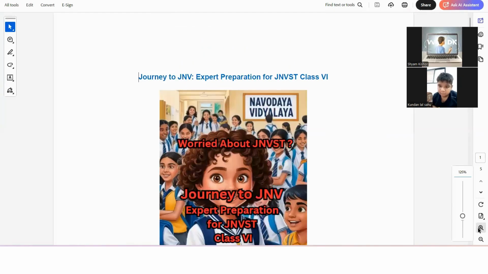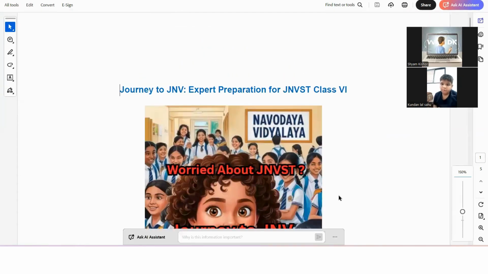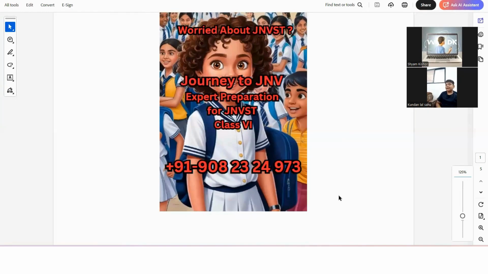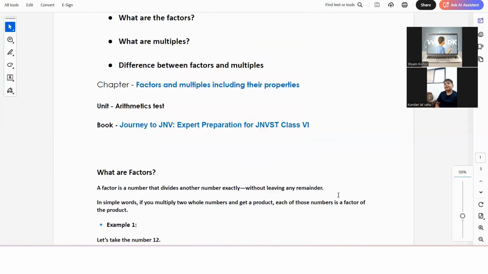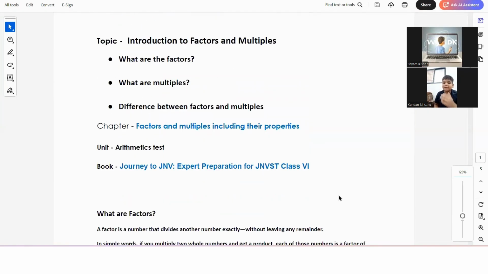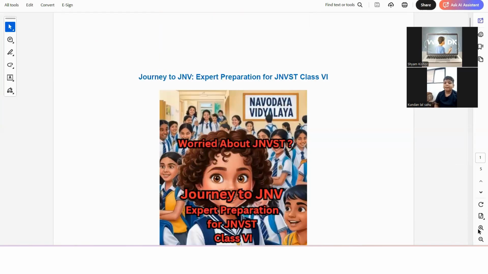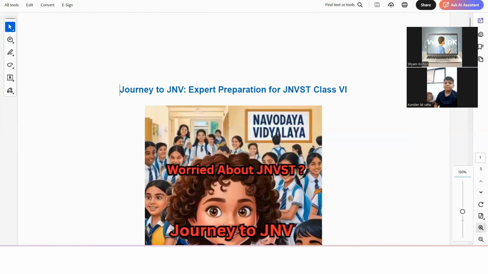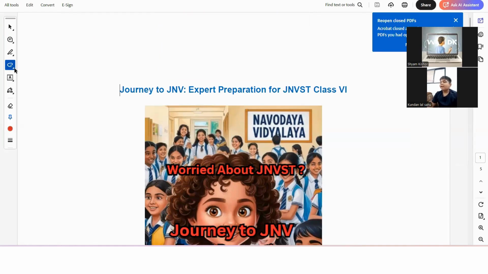What do you know about multiples and factors? Multiples are the table of any number. For example, 16. The multiples of 16 are its table, and factors of a number mean which numbers' tables it appears in. Like 16 comes in 1 times 16, or 2 times 8.